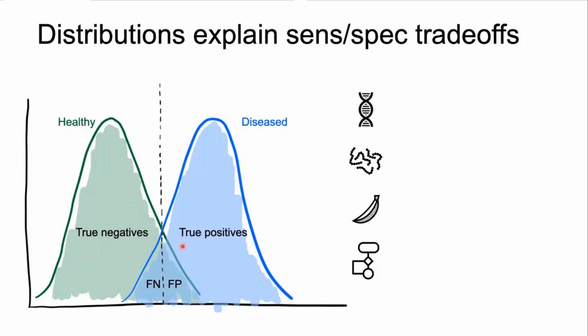Now, the way that you think about sensitivity and specificity is by looking at the fraction of the true positives versus the whole diseased population. And as you can see, if you set the threshold line here, then your sensitivity, which is the true positives over the whole population, is only this part of the area.